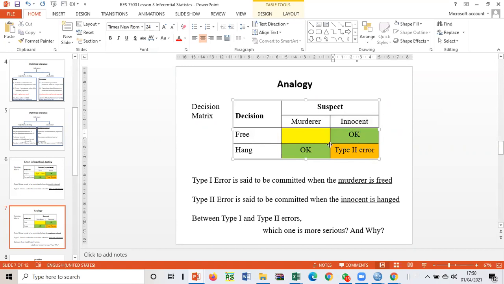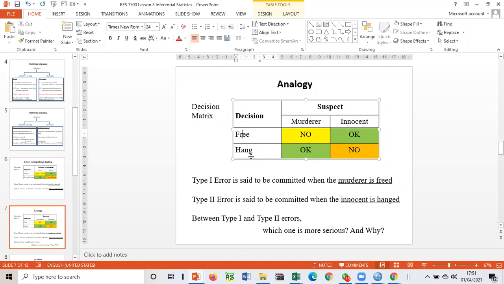How about this box? Oh no, now we're going to get a debate on whether to hang a murderer or not. Is it the right thing to do? Yes. What are you doing here? Hanging an innocent. Is it the right thing to do? No. So here is not, here also is not. So only two, either he is a murderer or innocent. Can't be anything else.